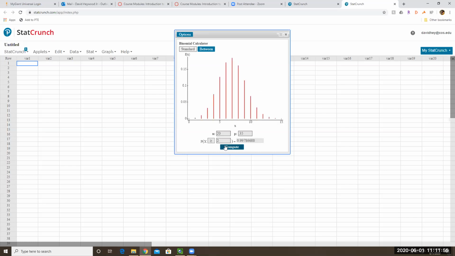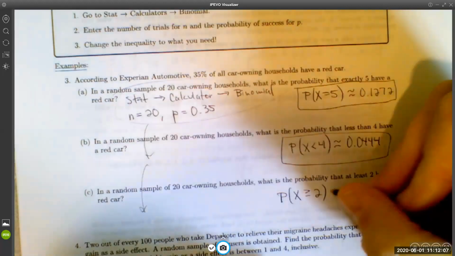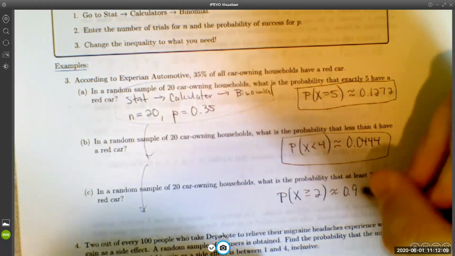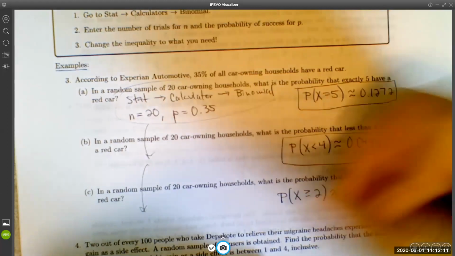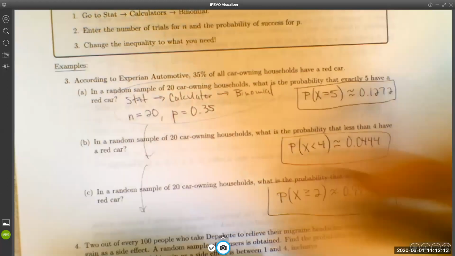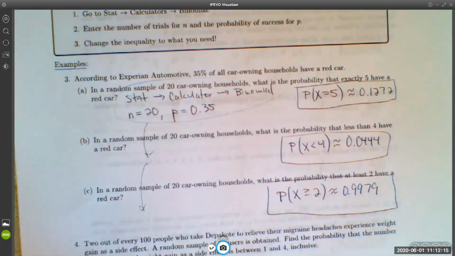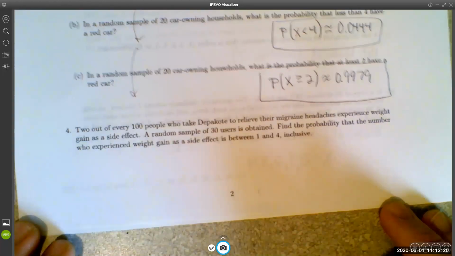That's almost certain to happen, right? It's 0.9979. So almost like a 99.8% chance of happening. It's almost certain, 0.9979. Okay. So this is how we compute binomial probabilities. Let me give you another example.